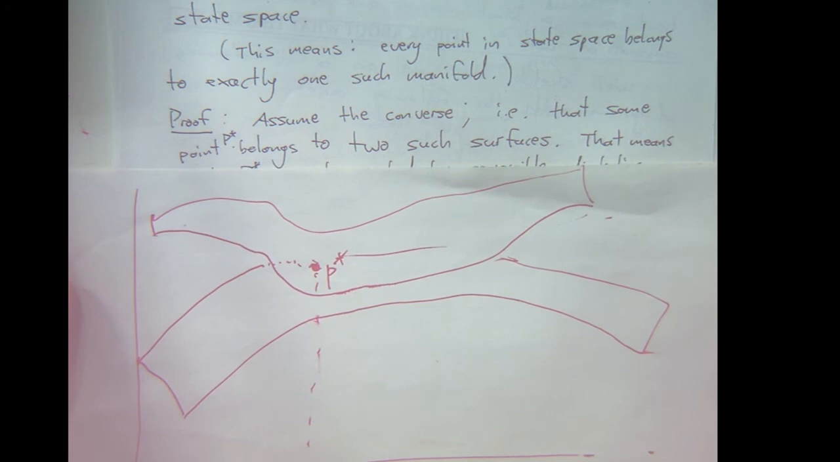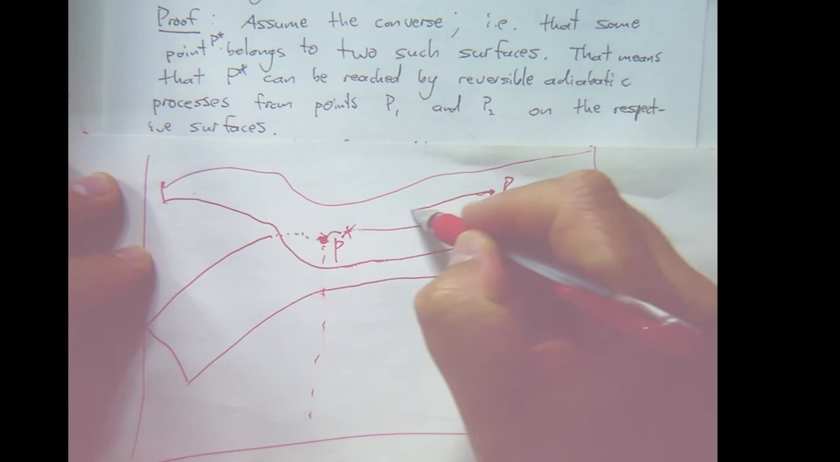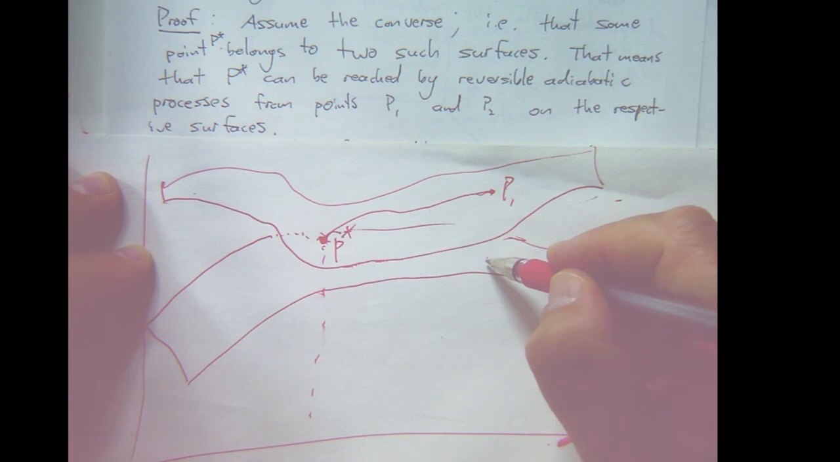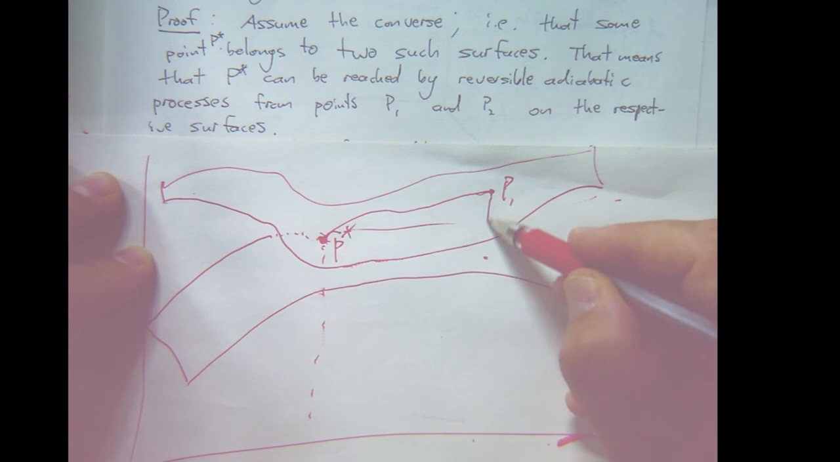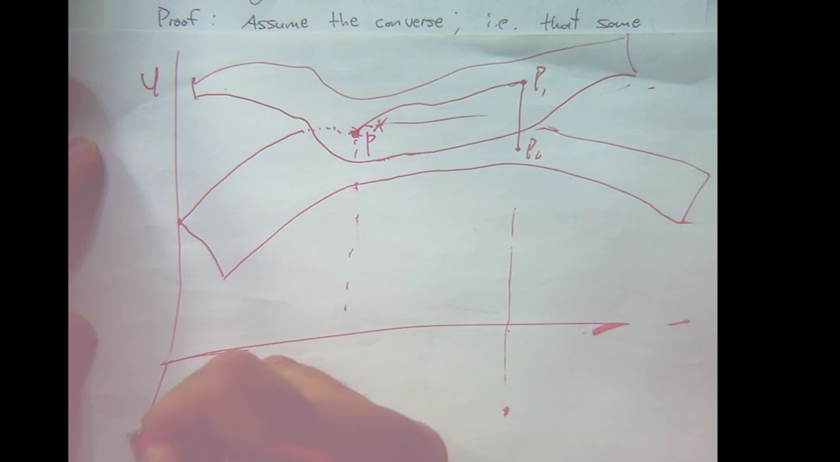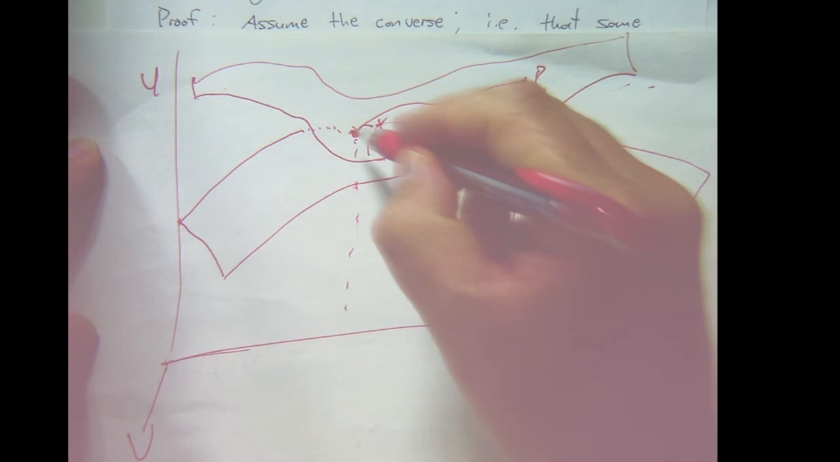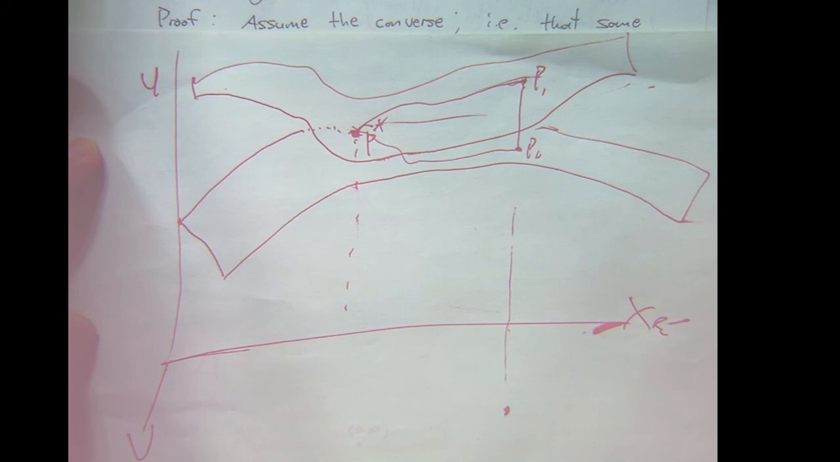Suppose they touch there. What that means is that this point P star is reachable from a point on the top surface in a quasi-static adiabatic process. And also, this point P star is reachable from this point, let's say it's directly below P2, is directly below P1, in the sense that this vertical axis is U, and here you have V and all the XKs. So these two points have the same V and XK, but different internal energy. So this point P star is reachable from here, and it's also reachable from here. That's if you assume that they have a point in common.